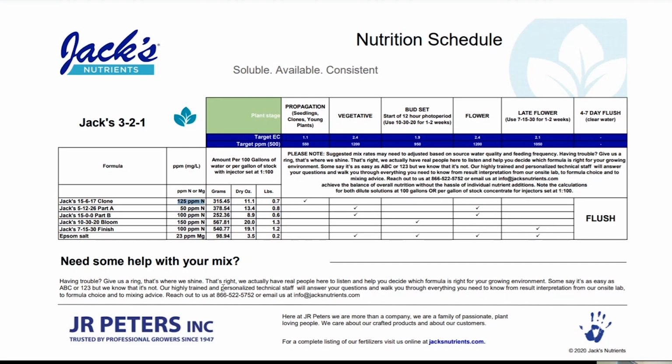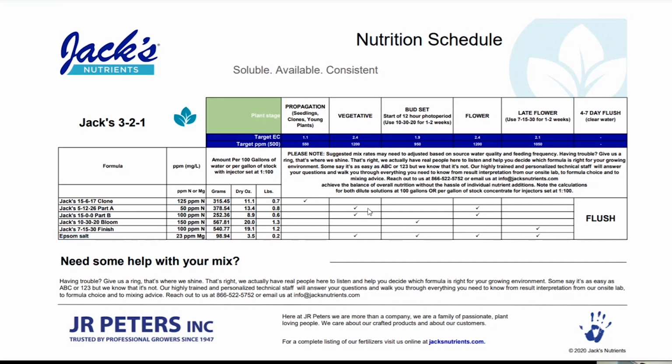But then if I go over, so let's say it's time to move out of the propagation stage, and I'm moving into the vegetative stage. For this one, there's no more checkbox in that 15-6-17 clone. So I see check marks in the part A, which is the 5-12-26. I see check marks for the 1500 part B, and I see a check mark in the Epsom salt box. And I can see that for the vegetative stage, the check mark is there.